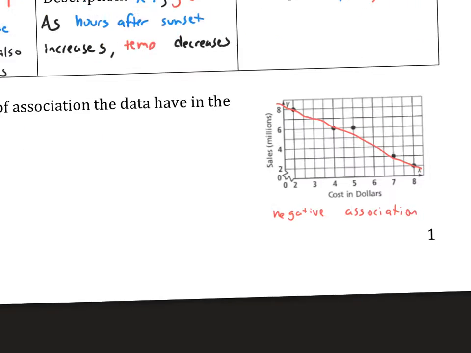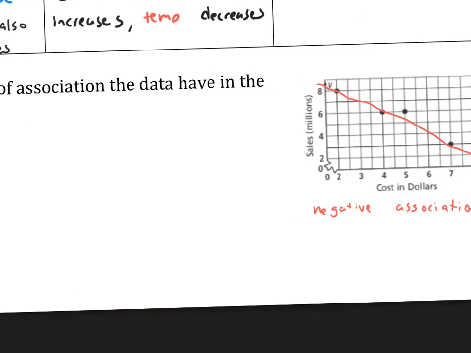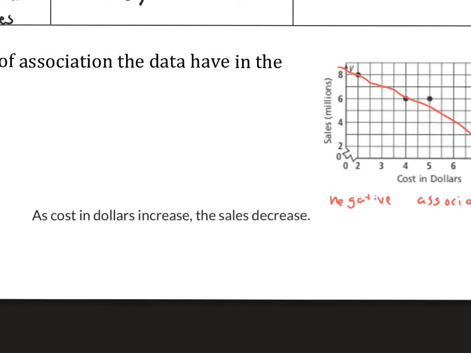So when we describe it, let's use the context of dollars and sales. And here's a good description. As cost in dollars increase, the sales decrease.